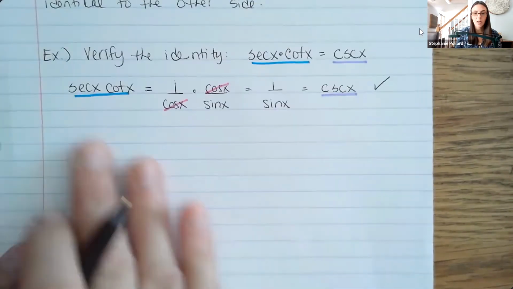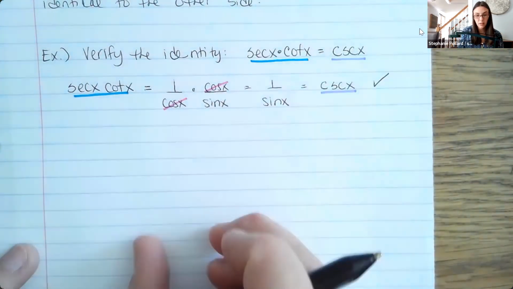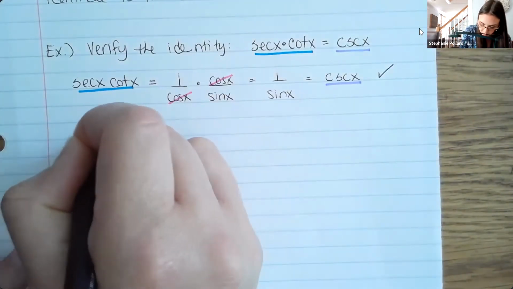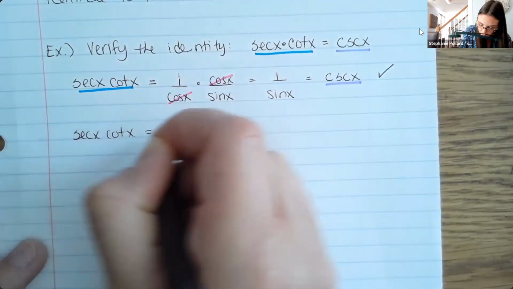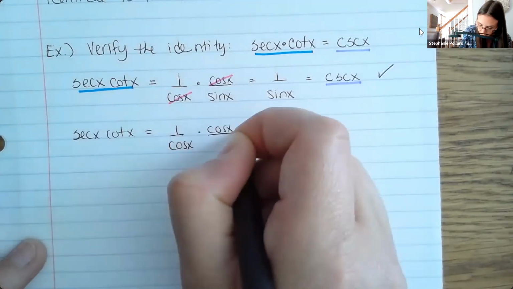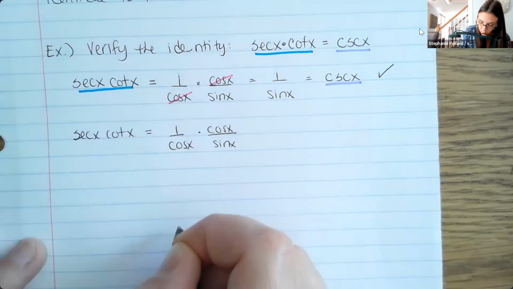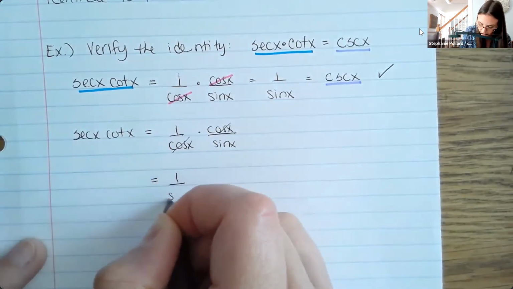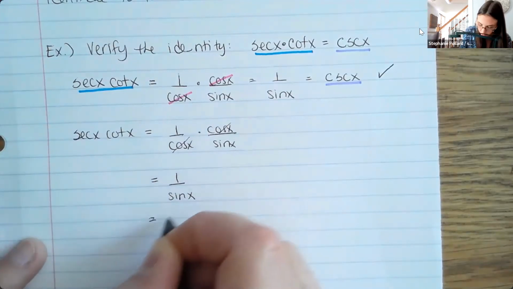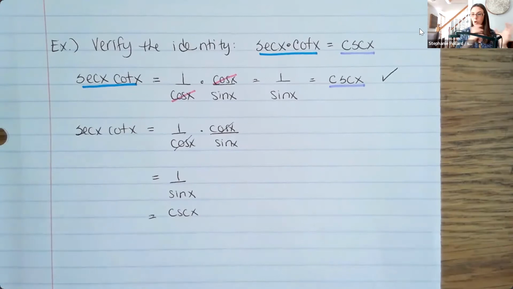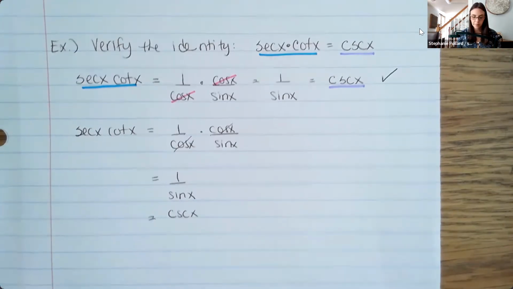Now I did this more horizontally. If you prefer to do it vertically, you can do that too. So just a little side note here. Sometimes people prefer to write it vertically instead. So by that, I mean doing each step downward. So here you would notice your cosines cancel, and then I would write 1 over sine x, and then I would write cosecant x. And that's another way to set it up. It doesn't matter if you do it horizontally or vertically, as long as you can keep track of all your steps along the way.